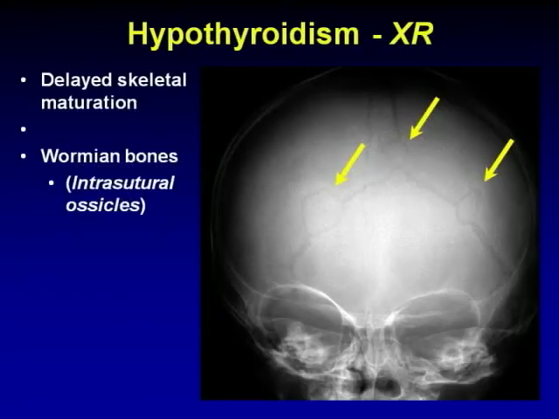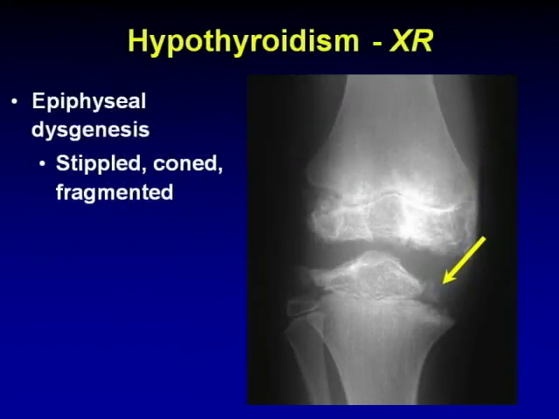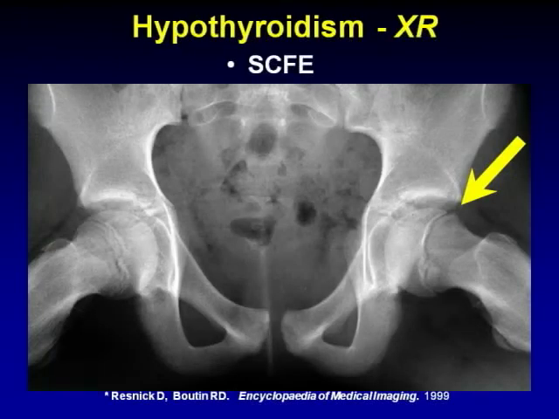On radiographs, not only is there delayed skeletal maturation, but on skull radiographs, for example, Wormian bones or intrasutural ossicles may be seen. In long bones, epiphyseal dysgenesis is commonly found. Namely, we look for stippled, coned, or fragmented epiphyses in hypothyroidism. Although slipped capital femoral epiphyses may occur as isolated findings, patients with hypothyroidism are at risk for this condition.